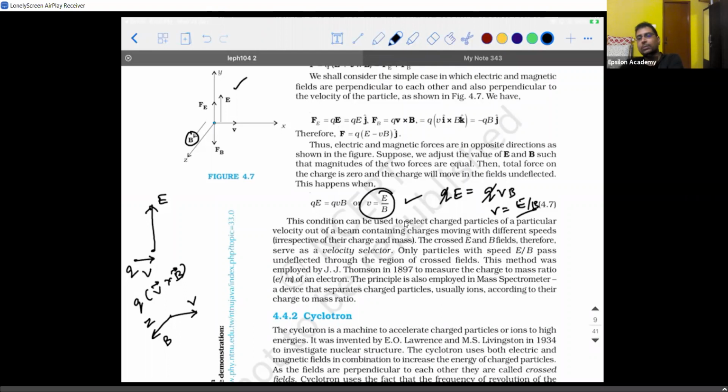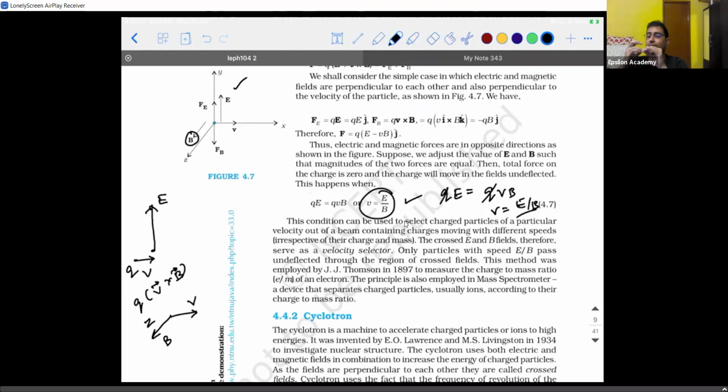So there is something given at the bottom. Read it out. This condition can be used to select charged particles of a particular velocity out of a beam containing charges moving with different speeds, irrespective of their charge by mass ratio. The crossed electric and magnetic fields, when I say crossed, it means perpendicular, therefore serve as velocity selectors. Means only those particles which have the value of E by B can pass undeflected through the region of crossed fields, means through the region of perpendicular fields.